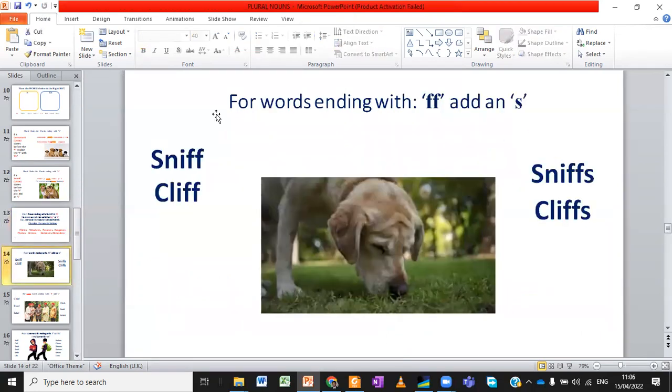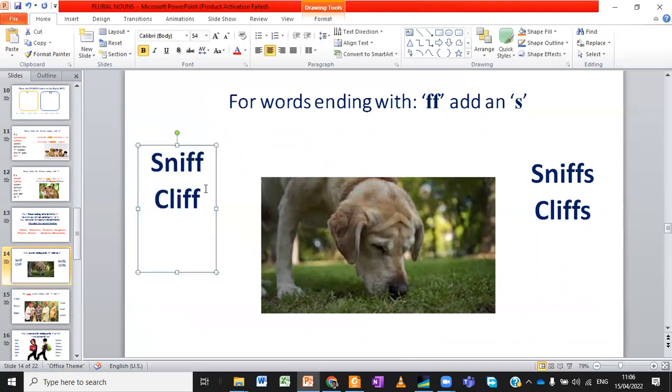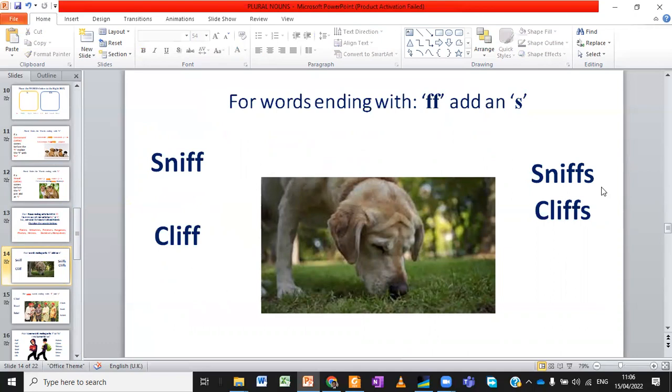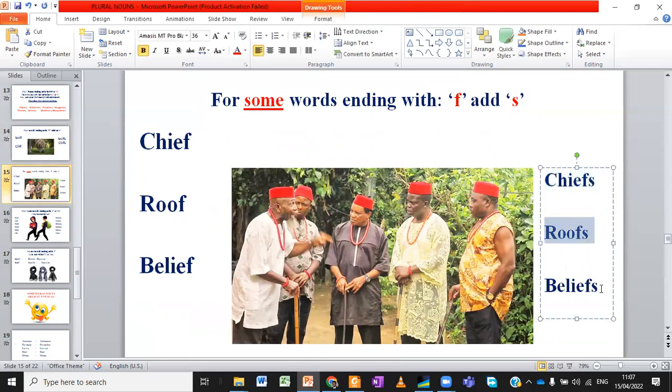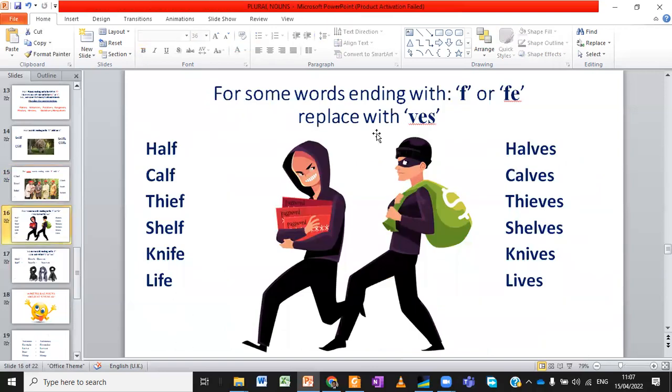Okay, that's great. Some words end with the letters FF. For words ending with the letters FF, you just add an S, like sniff, cliff. You just add S for words that end with FF. For some words that end with F, only one F, just add S, like chiefs, roofs, beliefs. Okay, some words, I said.